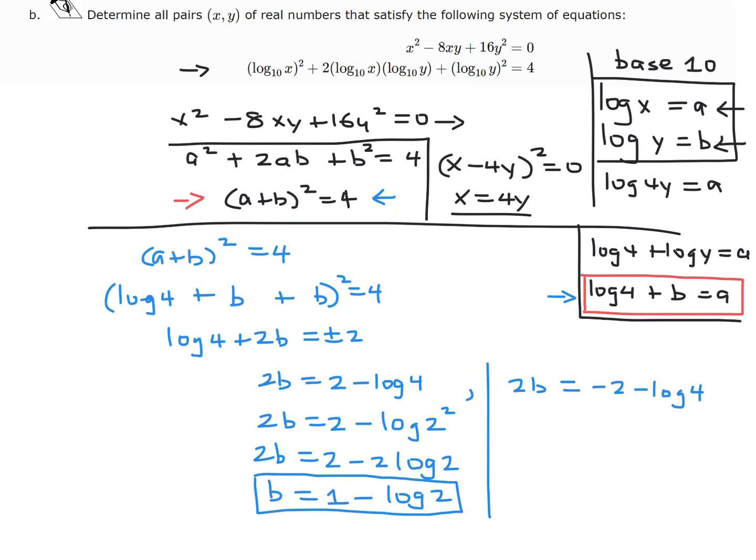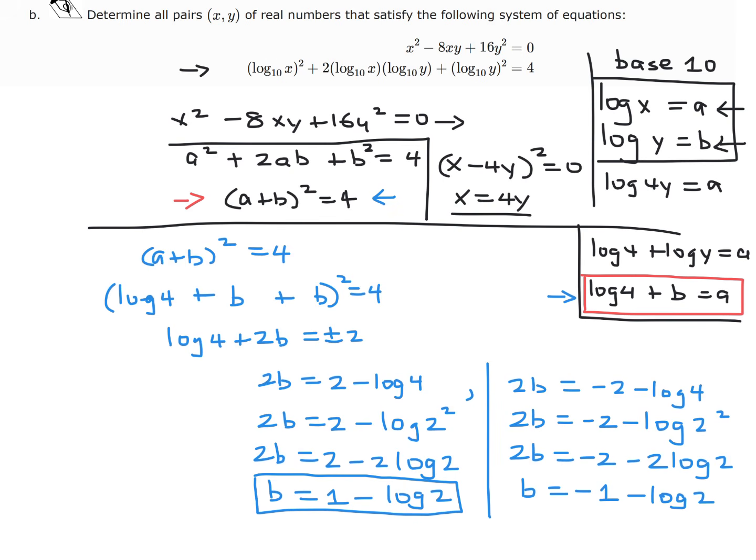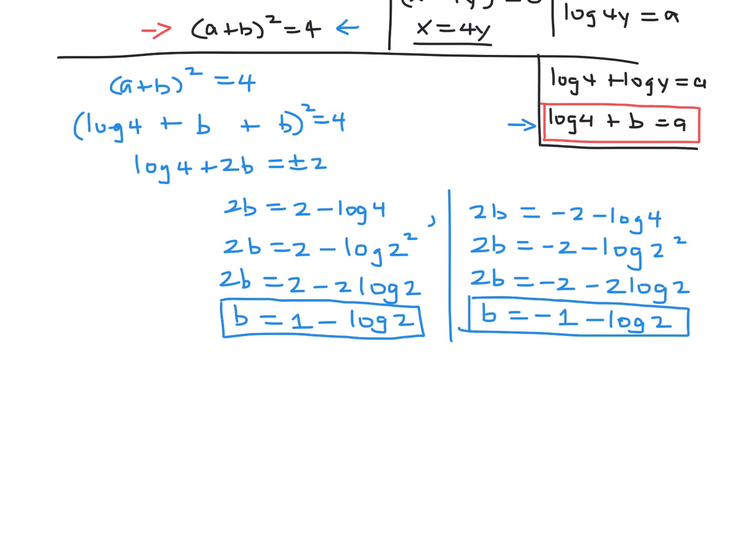And then we have to do the same thing here. 2b would be minus 2 minus the log of 2 squared. 2b would be minus 2 minus 2 log 2. And then this would be b is equal to minus 1 minus log of 2. Okay, moving right along. So that's good.